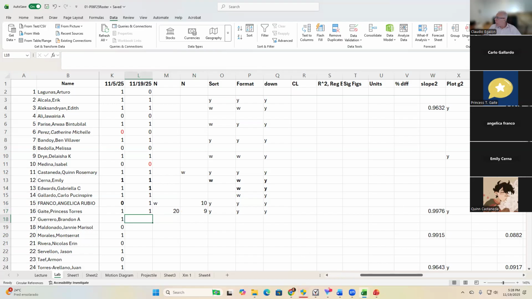Brandon Guerrero. Doesn't look like he's here. Janie Maldonado. I don't see Janie here. Next is Montserrat Morales. I don't see Montserrat Morales either. Nicolas Rivera. I don't see Nicolas.